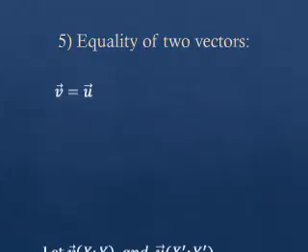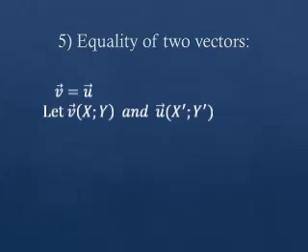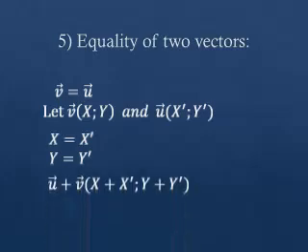Equality of two vectors. When do I say that the vector v is equal to the vector u? We say that two vectors are equal if the coordinates are equal. So if x equals x prime and y equals y prime, then the two vectors are equal. You can add two vectors if you just add the x coordinates together and the y coordinates together.